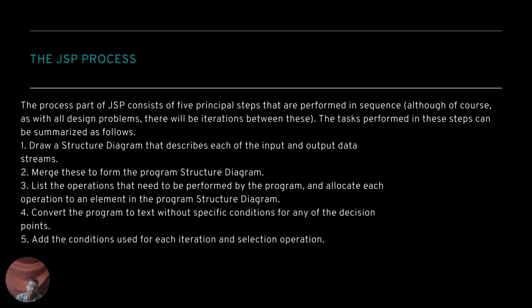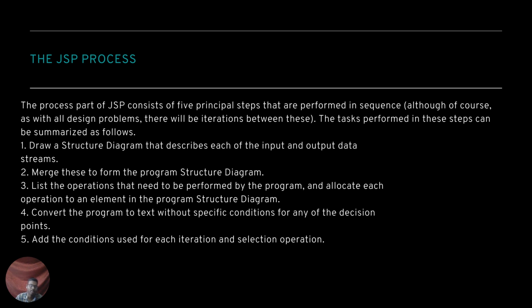Next, the JSP process. In exams, they will give you a scenario and ask you to explain the JSP process. For doing the JSP process, you need to understand the five steps. The process part of JSP consists of five practical steps that are performed in sequence, although of course, as in all design problems, there will be iteration between these. The tasks performed in the steps can be summarized as follows.